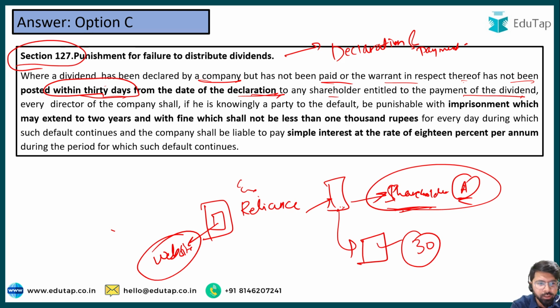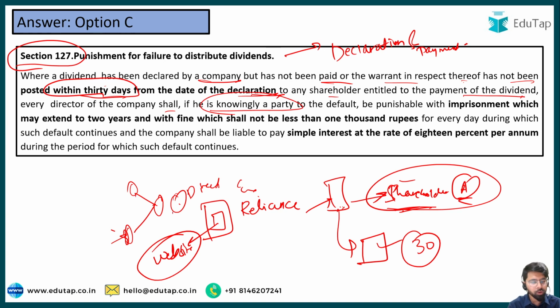So now if it is not done so, then every director of the company shall, if he is knowingly a party, see, there can be two possibilities. The company has declared a dividend and the pertinent shareholder has not got the money. So who can be held responsible that the person has not got his dividend? It is the directors of the company. Now a director might know this, might be aware of this phenomenon, or might not be. So the language is clearly mentioned here. Every director of the company shall, if he is knowingly, that director also knows it, if he is knowingly a party to the default, be punishable with imprisonment.